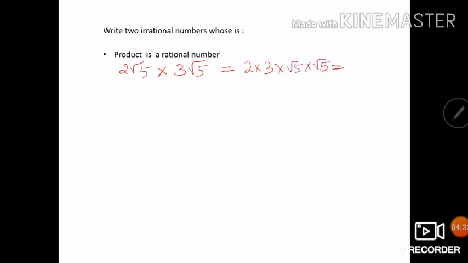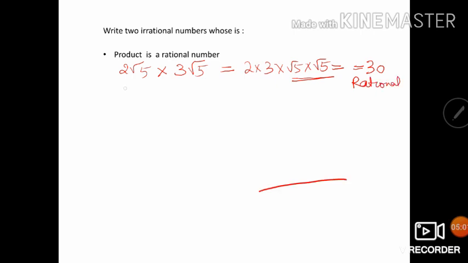Let's try to write two irrational numbers such that the product is a rational number. For this, let's take examples 2 root 5 and multiply it with another irrational number 3 root 5. So 2 into 3 into root 5 into root 5. We know that root 5 into root 5 is 5. So 5 into 3, 15. 2s are 30. So this number is rational.